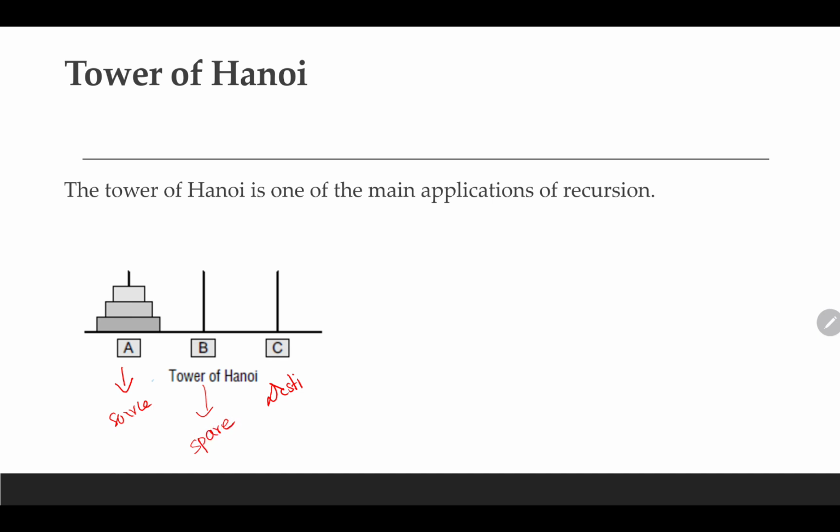Here what we have to do is place the rings from A to C in the same order. The problem is to move all these rings from pole A to pole C while maintaining the same order. And one more thing, we should not place the biggest ring on the smallest ring. So we have to maintain this same order.